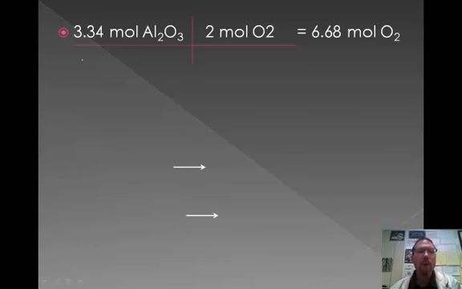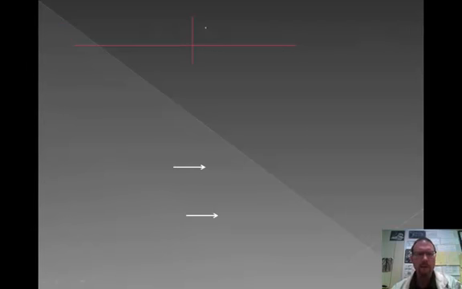So we set up what we're given on our grid, 3.34 moles of aluminum oxide. I'm really not entirely sure where that came from. Let's see what comes up next here. Oh, there we go. You put what you're trying to get to, which is moles of O2. You put where you're coming from on the bottom half, which is moles of Al2O3. Now, I'm not sure about this because on the last screen it said, let's go back and take a look at that real quick.